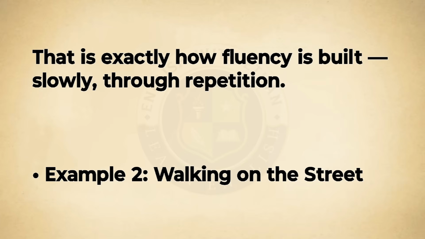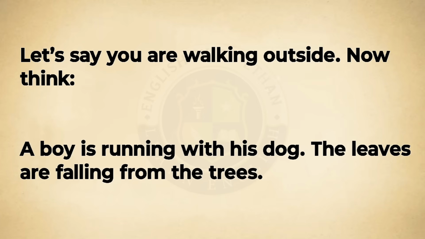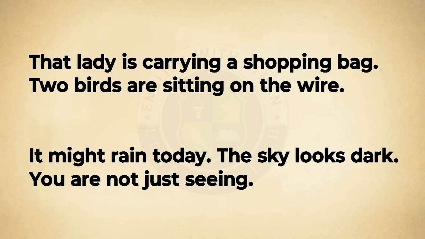Example 2. Walking on the street. Let's say you are walking outside. Now think. A boy is running with his dog. The leaves are falling from the trees. That lady is carrying a shopping bag. 2 birds are sitting on the wire. It might rain today. The sky looks dark.